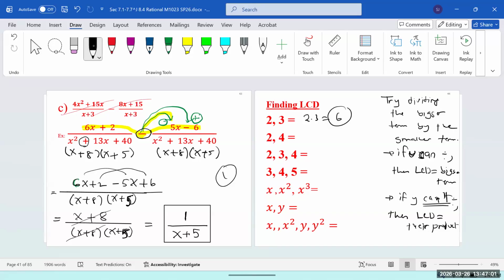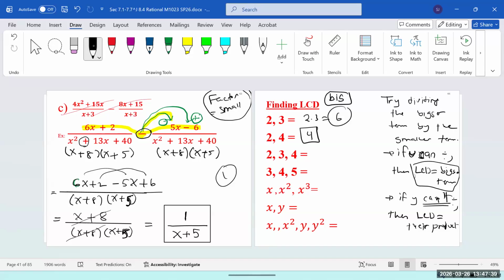Between 2 and 4, can you divide 4 by 2? So what is our LCD? If you can divide, what is our LCD? The bigger one. So if you divide 4 by 2, what is our LCD? 4. LCD must be big, something big. A factor is small. If you try to factor out something, you look for which one is small. But if you're looking for LCD, you're looking for which one is big.